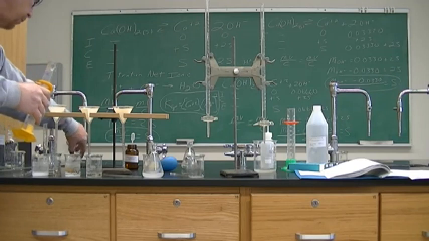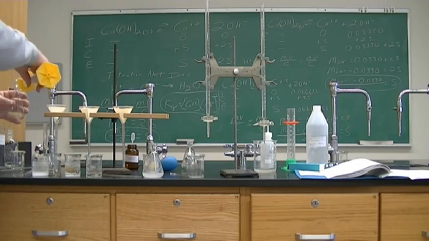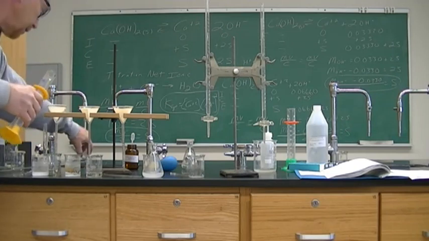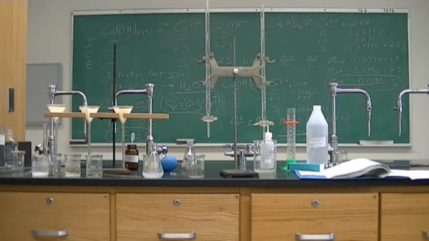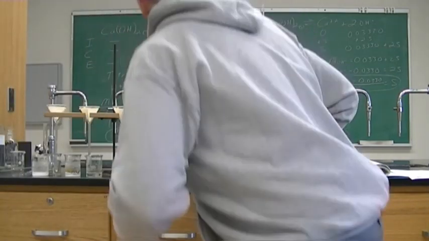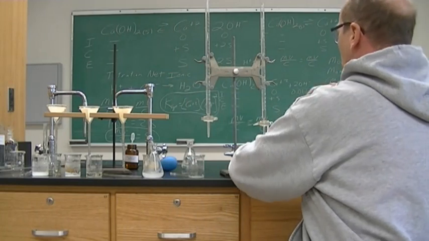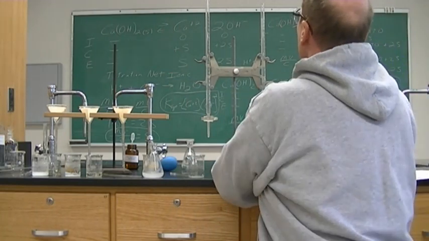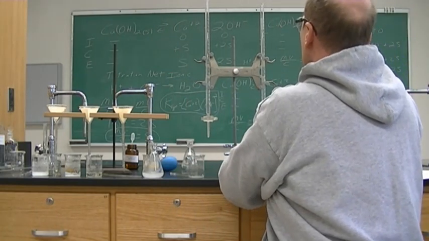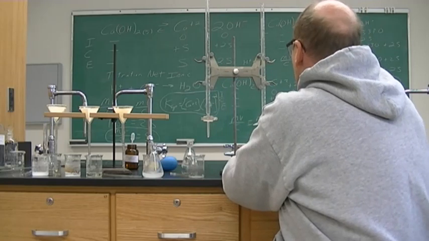Get my volumetric flask, rinse it out with deionized water. Again, doesn't matter if it is wet with deionized water. Deionized water is neutral. All right, so we're going to go from 3 to 13. So I'm going to add this until it hits 13.